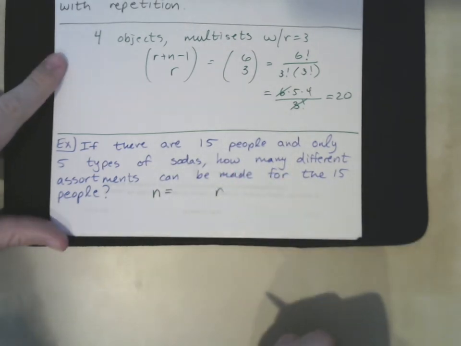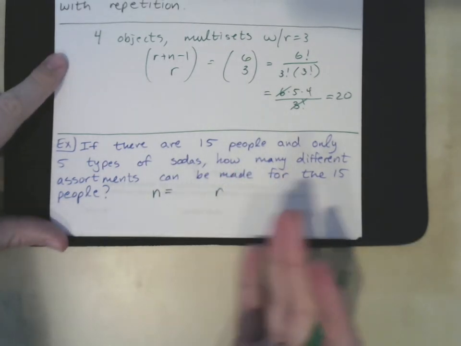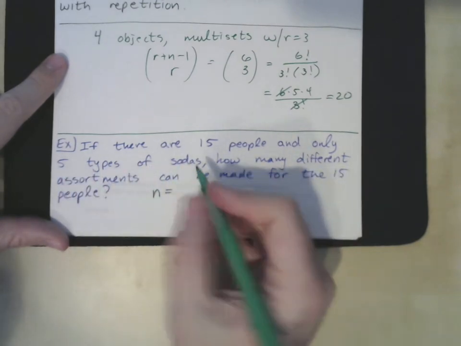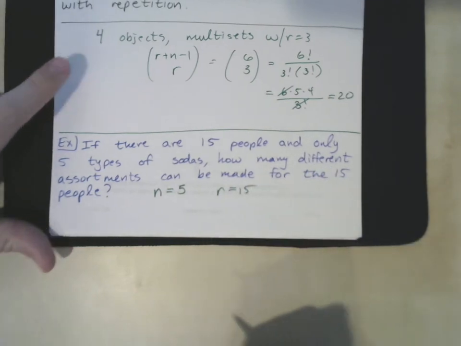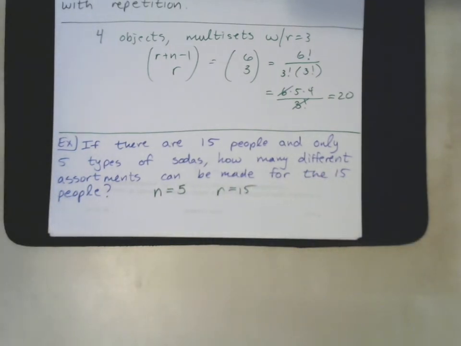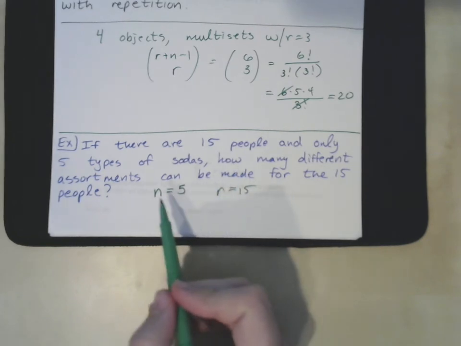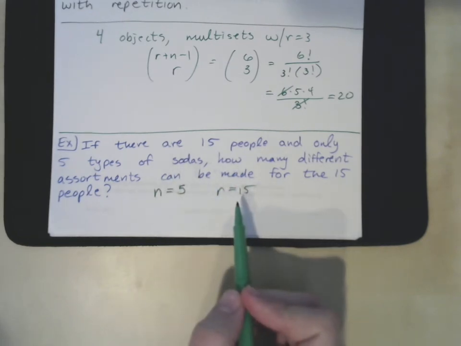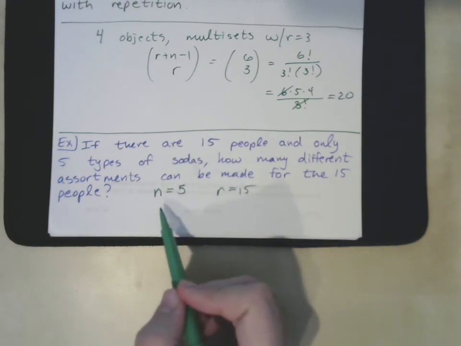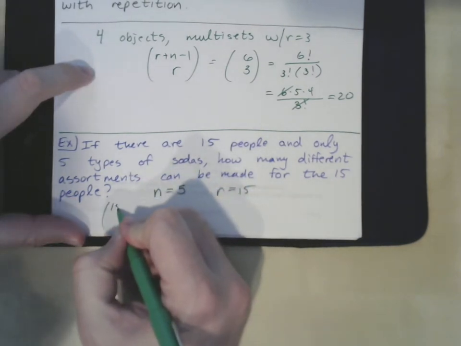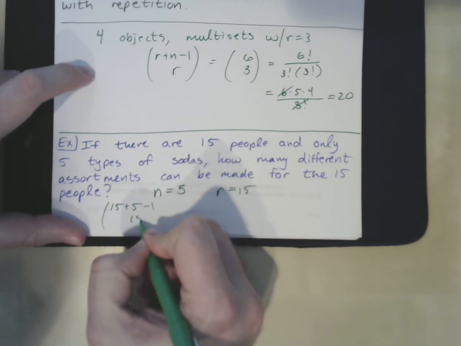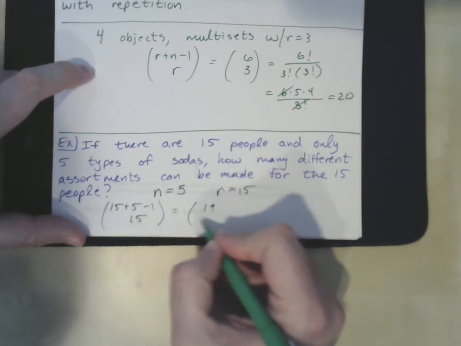So N is always the number of choices you have. We have only 5 choices. So N is 5 and R is 15. When we have multisets, unlike permutations, you can have selections being made from something that's smaller than your number of choices. So we have 15 people and only 5 sodas. So our theorem says that this is 15 plus 5 minus 1, choose 15. And this is 19 choose 15.